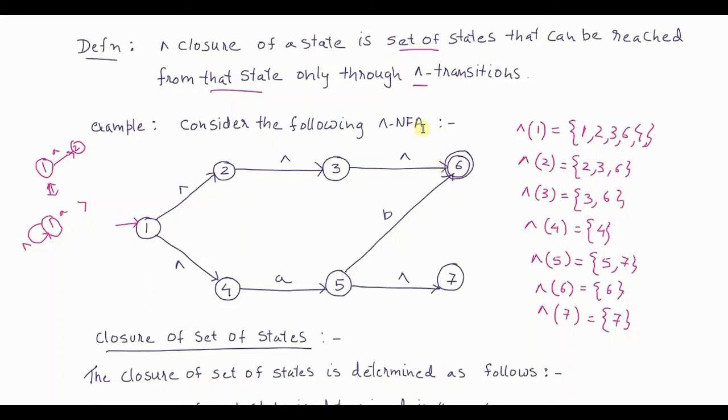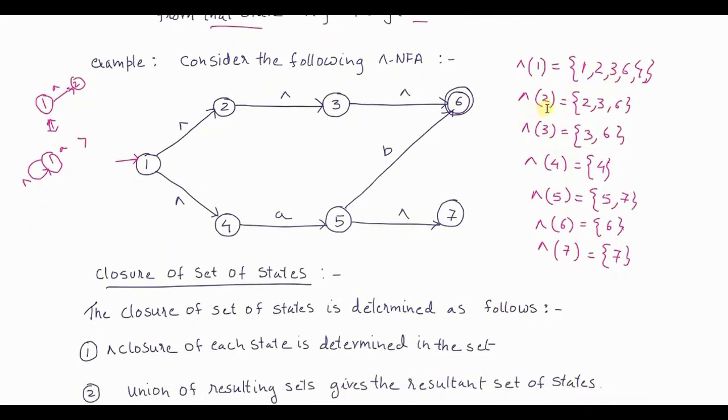For that, you have to see the null closures that you have just found out for each state. Whichever state has this element 6 in its e closure set will be considered a final state. For example, when you calculated the null closure of 1, it gives you elements along with this 6. And 6 is the final state of the null NFA. So in the resultant NFA, this 1 will have to be made a final state, because it has the element 6.